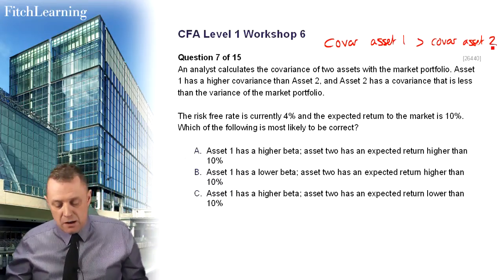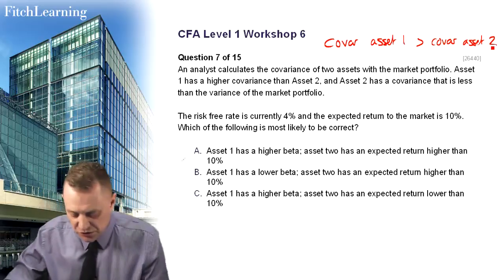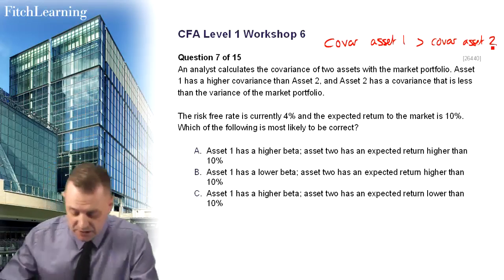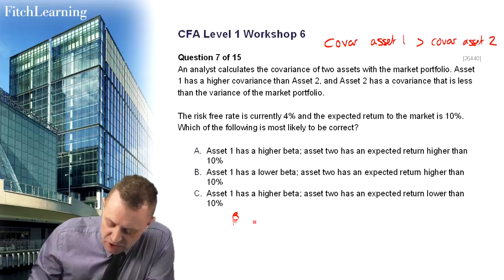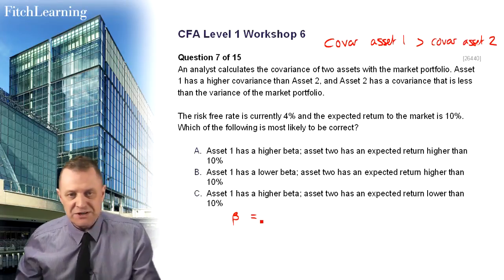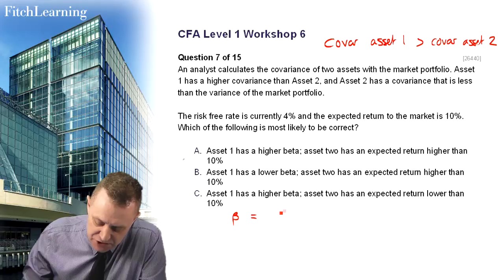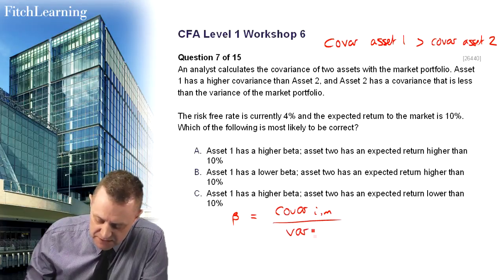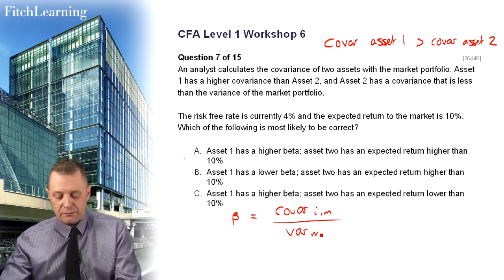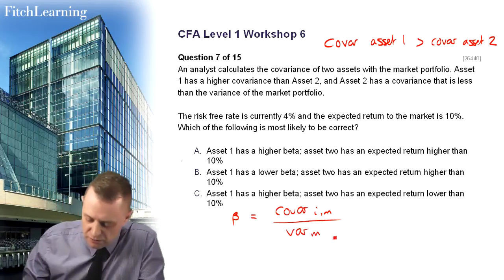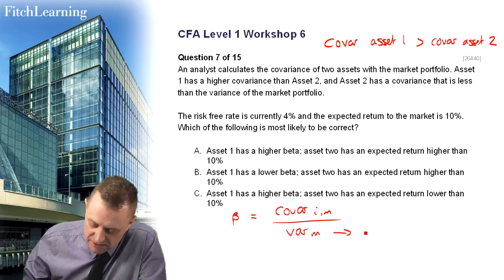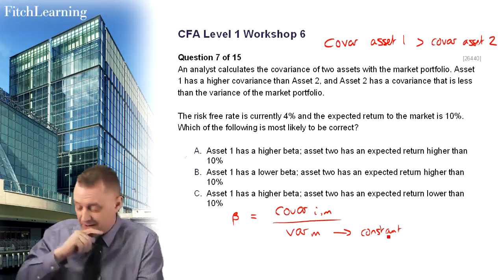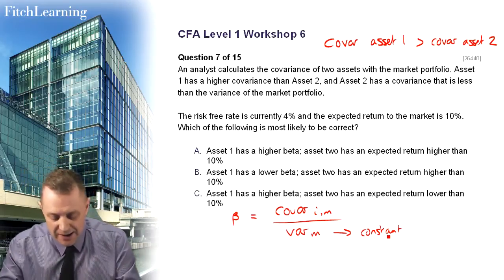Now, the answers talk about beta. So let's think what beta is. There are a number of different formulas for beta, but the one I'm interested in here is that beta measures the covariance of the investment with the market, and it compares that with the variance of the market. Now, you've got no control over that. So let's think about that as being a constant. Okay. So let's assume the variance of the market is a constant.